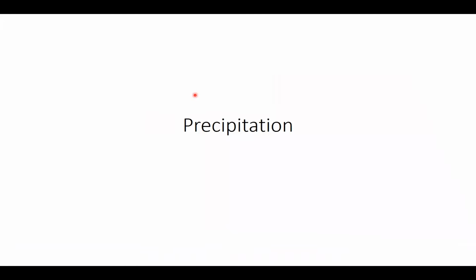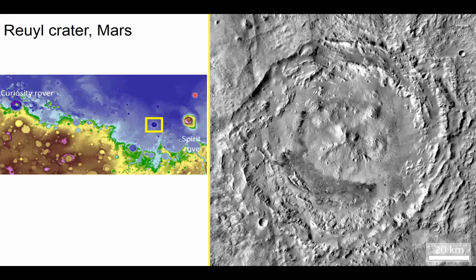In the first part, let us look into precipitation, how the evidence for precipitation is given and what kind of activity we can see. To decipher this, we look into one part of the dichotomy. This is where the Curiosity rover has landed, the Gale crater, and this is the Gusev crater where the Spirit rover has landed. The difference is just a few hundreds of kilometers, or some 1,200 kilometers.